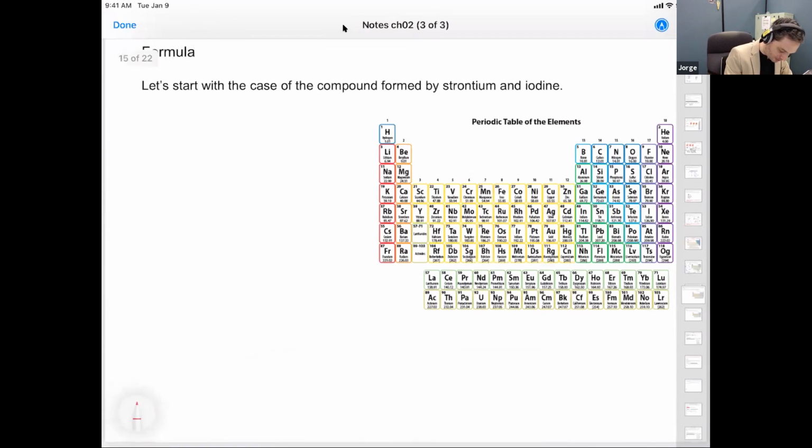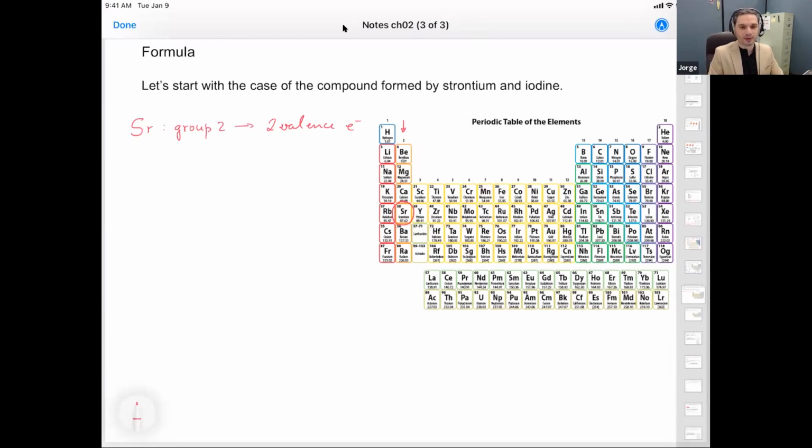So let's first take a look at strontium. First thing is to locate strontium in the periodic table. And strontium is right here. Okay. And look at the number of the group. So strontium belongs to the group 2. That means this element has 2 valence electrons.